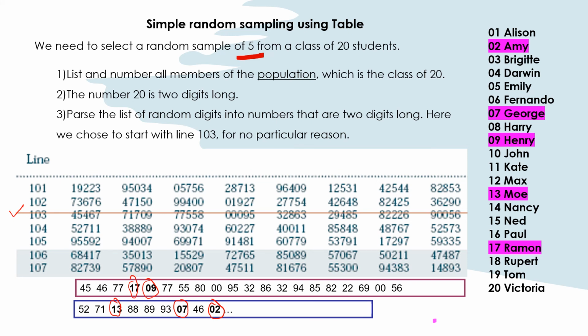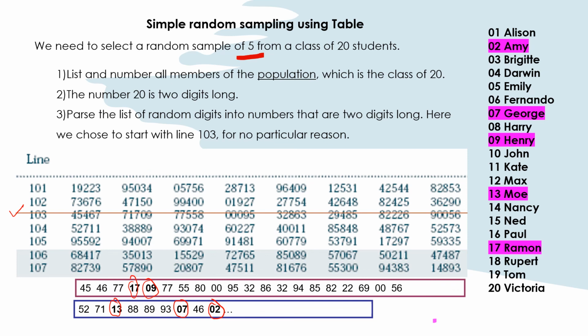And who are they? You select the names of the students. These are Amy, George, Henry. These are all the 5 people whom I have picked, and that is my sample. So when you are giving an answer, you have to write the names. If the names are given, write the names, not the numbers. So that is your simple random sample.